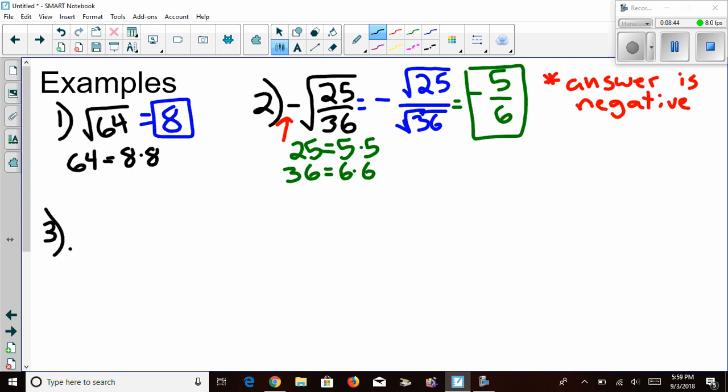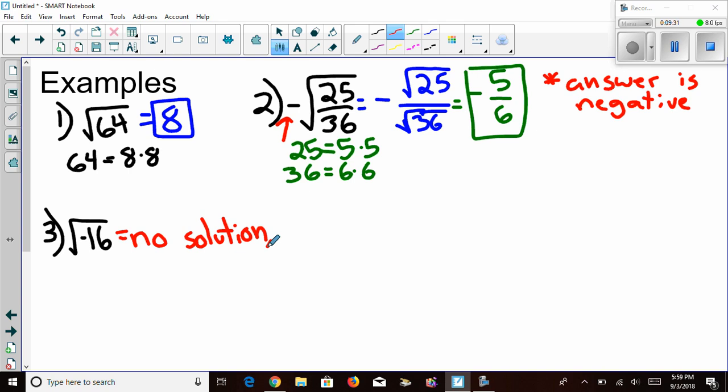Next example is the square root of negative 16. Now, the trick here is this is no solution. For the purpose of our class, we're only looking at what's called the real number system. That's the whole point of this chapter. Well, outside of the real number system, we have what's called imaginary numbers. And imaginary numbers only appear when we have the square root of a negative number.